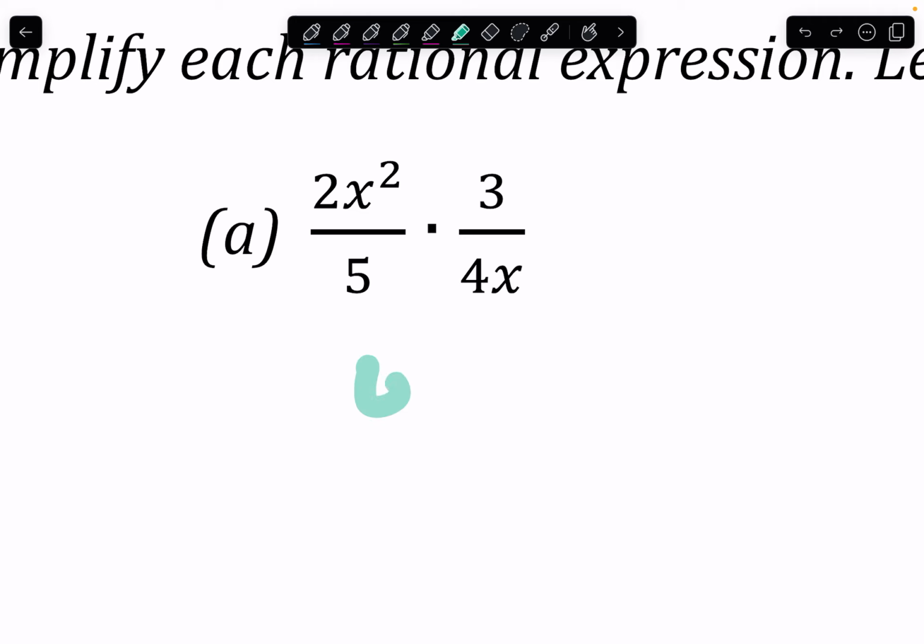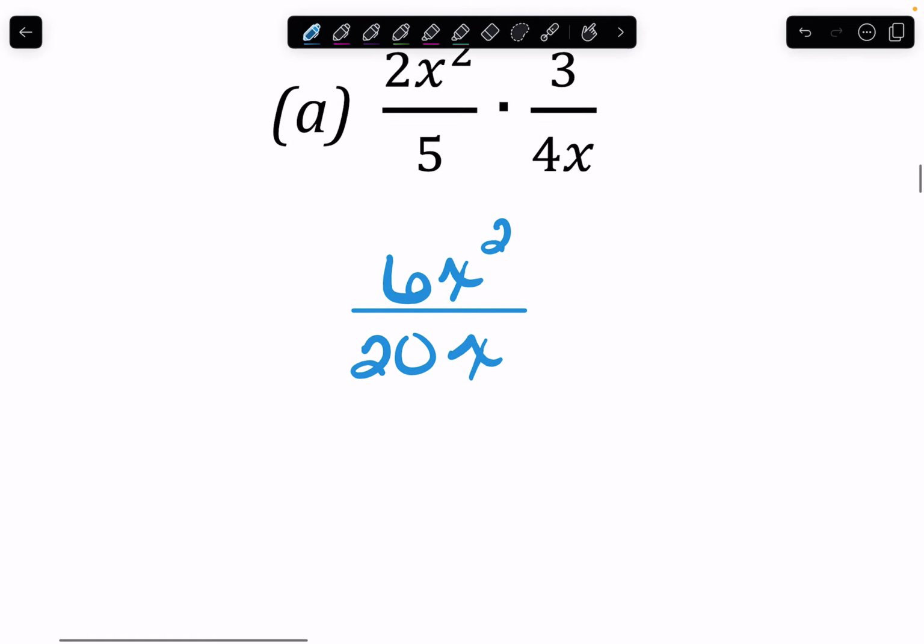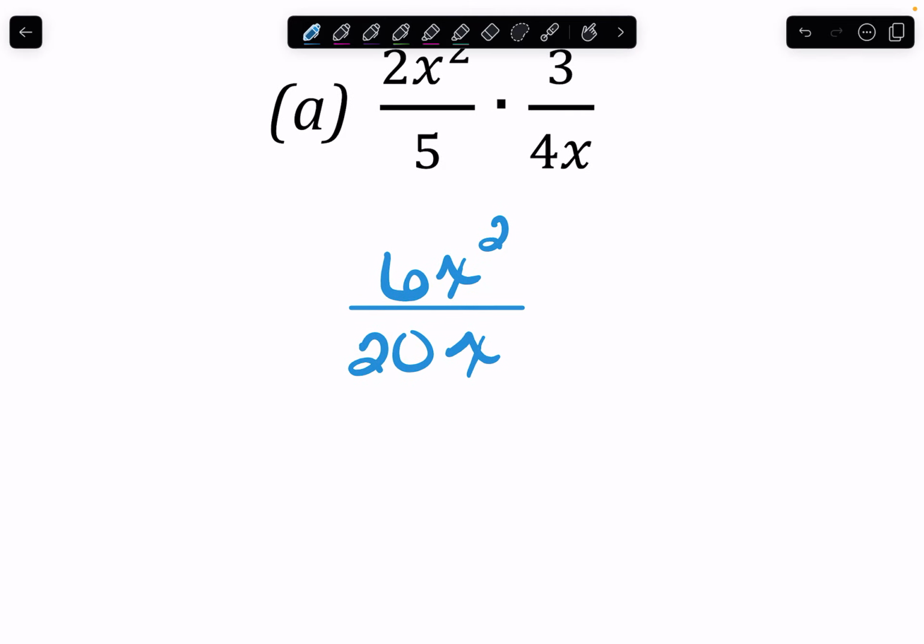So 2 times 3 is 6, and then we just stick the x squared on there. Over bottom times bottom, 5 times 4 is 20x. Then we need to look at getting this thing reduced. We're going to reduce both the numerical values and the variable values. So we're looking at 6 and 20. 6 and 20 are both divisible by 2, so we're going to divide out that common factor of 2. That's going to leave us with a 3, and on the denominator, if we take out a 2, we're left with a 10.